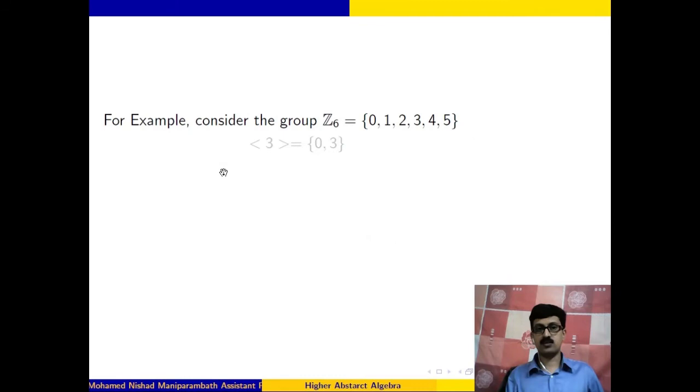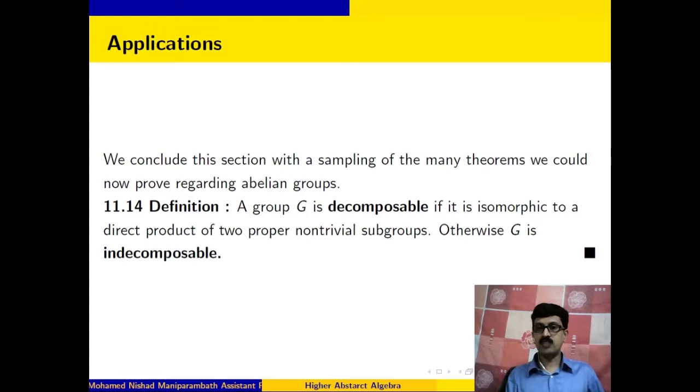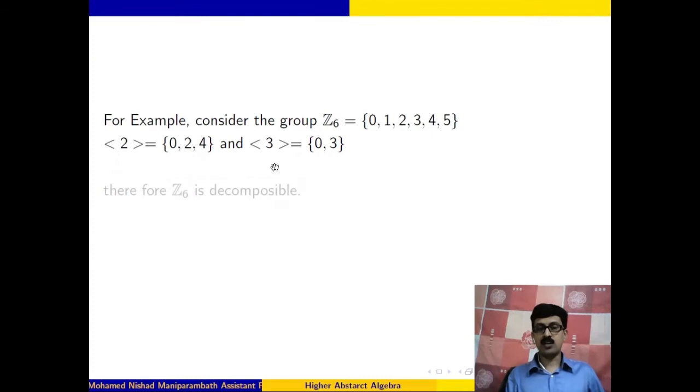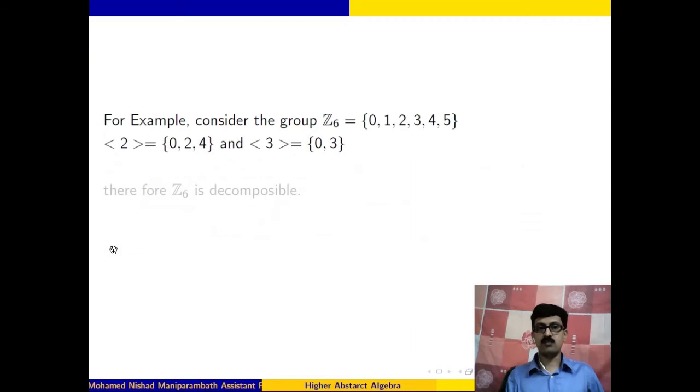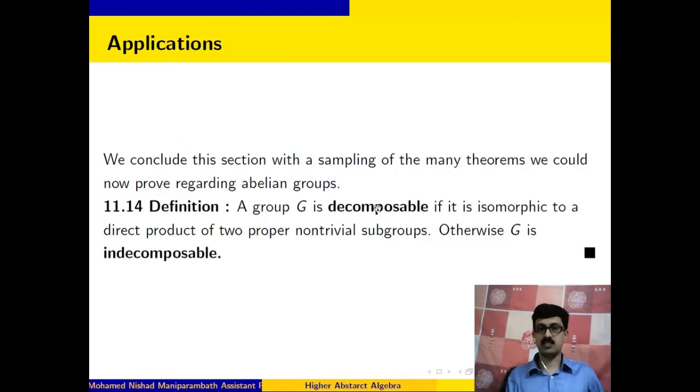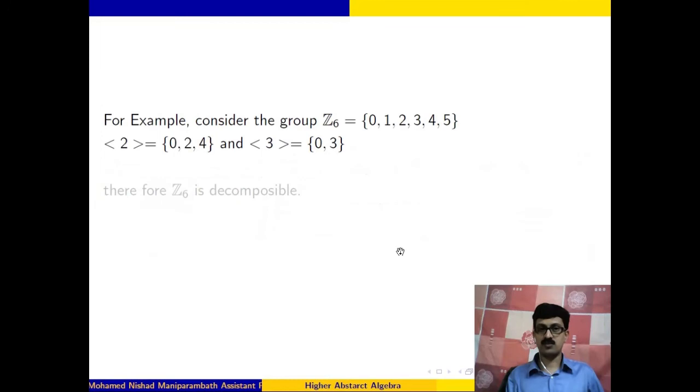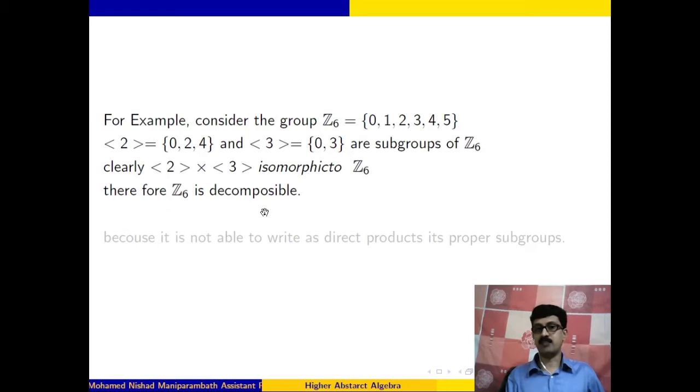Come to the definition. A group G is decomposable if it is isomorphic to a direct product of two proper non-trivial subgroups. See, the cyclic group generated by 2 and the cyclic group generated by 3 are proper non-trivial subgroups, and whose direct product is isomorphic to Z6. That is why G is isomorphic to a direct product of two proper non-trivial subgroups. So we can say that Z6 is decomposable.